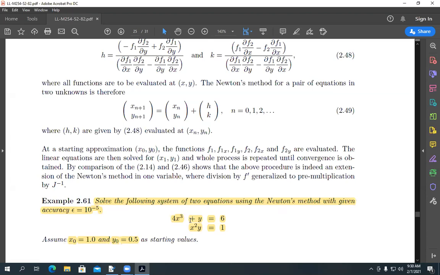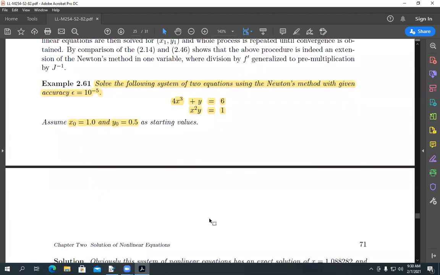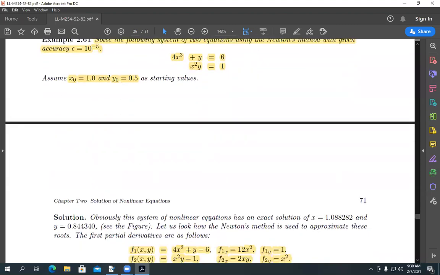So you have this. You have two nonlinear equations. It means you have to do two jobs, which we usually do in the case of one equation. We find the first function, then we take its derivative. Now we have two functions because we have two equations, and we have to find the partial derivatives. What is your first function? Your first function will be 4x cubed plus y minus 6, because we have to make one side equal to 0. What is your second function? X squared y minus 1. This is your second. Now you take the derivative with respect to x and y.